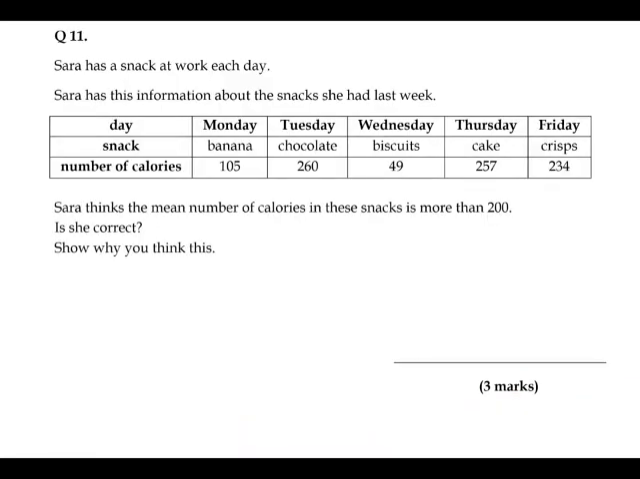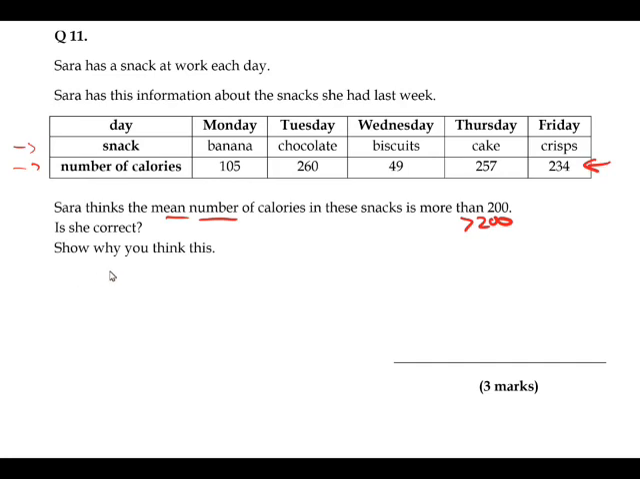Question 11. Sarah has a snack at work each day. Sarah has this information about the snacks she has during the week. So we've got the various snacks and the number of calories. Sarah thinks the mean number of calories in the snacks is more than 200. Is she correct? Show why you think this. So we need to work out the mean of these numbers.